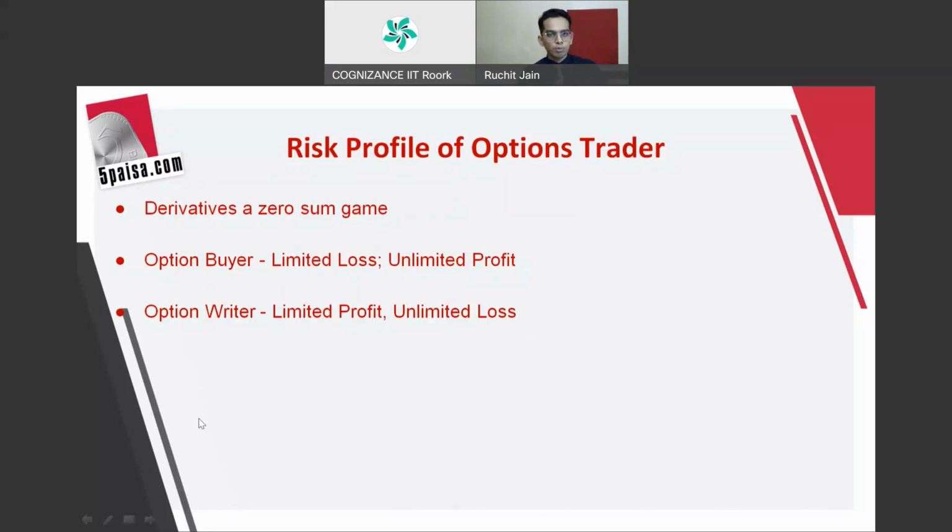Suppose you have bought a call option, right? If you buy a call option of Reliance Industries, and if the Reliance share price goes up, the call option premiums will also go up, the prices will go up, right? There is no limit on the upside for the call option. So the profit potential is unlimited.